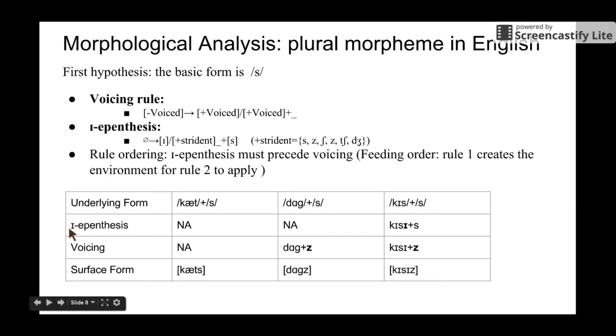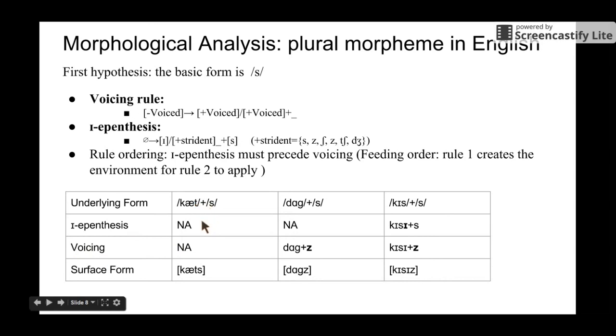And first we apply the parenthesis rule, and this is not the environment for epenthesis, so we have non-applicable and a, and the same for g and s and a. And for the last one, kisses, this is a strident and we have s, right? So this is the right environment for the epenthesis to apply. So we have an insertion of the I sound. Okay.